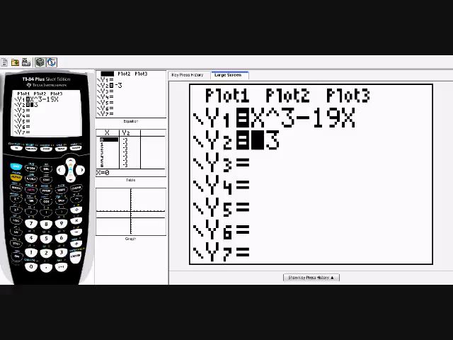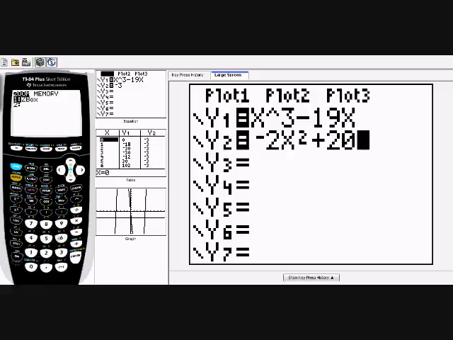Okay. I'll go down and I'll go negative. I don't know if I got the negative. I didn't see it light up. Oh, it did. -2x squared plus 20. All right, got it in there right this time. So you'll want to do a zoom number 6, although we never zoomed back out.